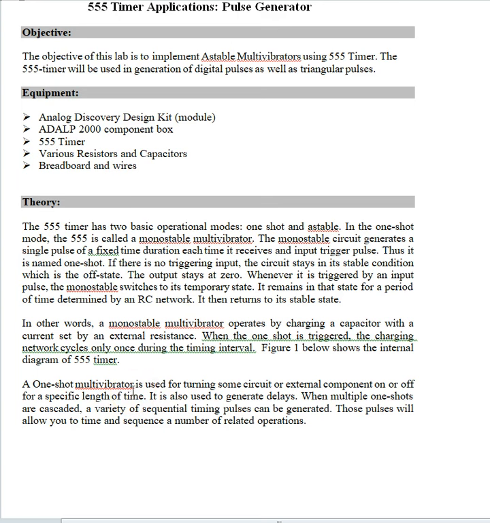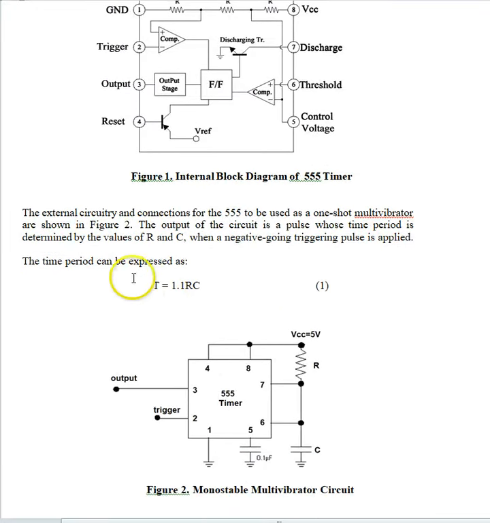Now the duration of the pulse can be determined by the values of an RC circuit, and these are the external components that we use. And the pulse duration is calculated using this formula. Now as regards the operation, you can refer to the lecture videos and lecture notes.